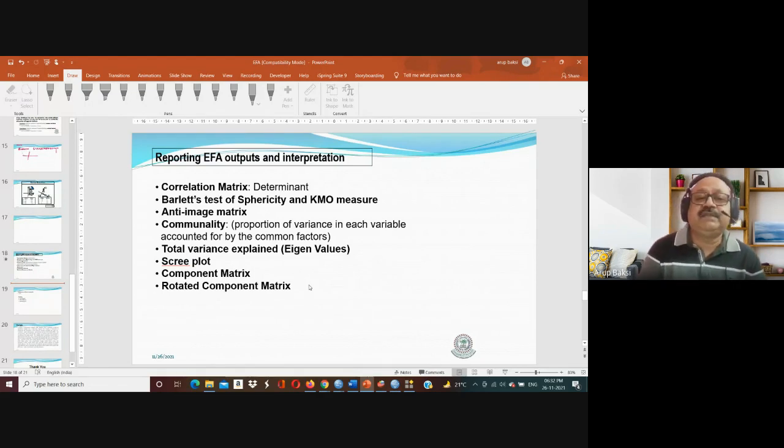Bartlett's test of sphericity actually tests the null hypothesis, and it rejects the null hypothesis that the correlation matrix is either an identity matrix or a singular matrix. So it again depends on what the determinant value is. If the off-diagonal elements of a correlation matrix become 0, that means absolutely no correlation between the variables.